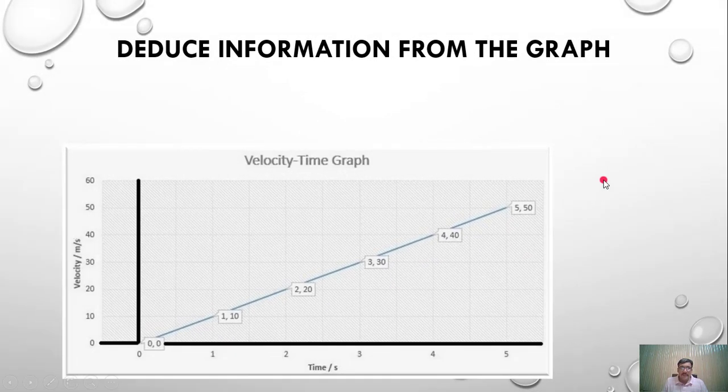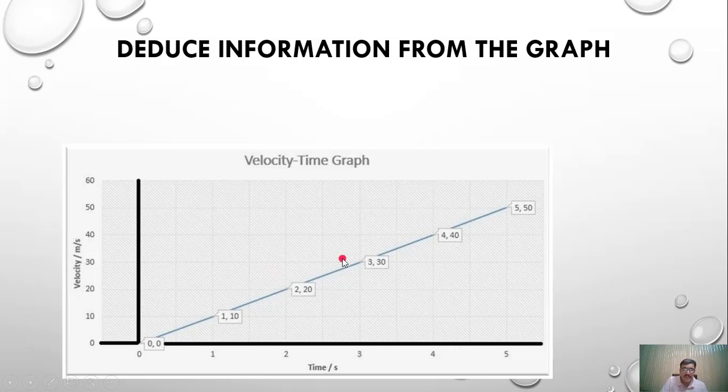So here we have to deduce the information from the graph. One graph is given: on the vertical axis, velocity is given, and on the horizontal axis, time is given. So if you see here, initially at 0 seconds, velocity is 0 meter per second. At 1 second, velocity is 10 meter per second. If you see, the change in velocity is 10 here. At time 2 seconds, velocity is 20 meter per second. If you find the change in this interval, it is 10. So it is equal to the previous one. We can say till here it is constant.